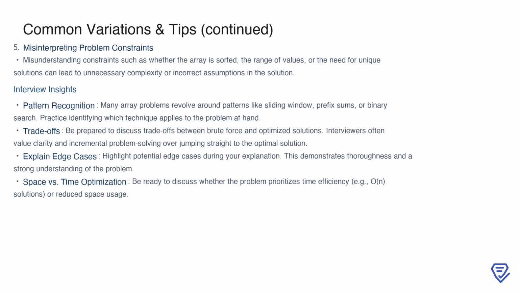Misinterpreting problem constraints is another area where mistakes commonly occur. For example, if the problem specifies that the array is sorted or requires unique solutions, misunderstanding these details can lead to unnecessary complexity or faulty logic. Always ensure you fully understand the constraints before designing your solution.